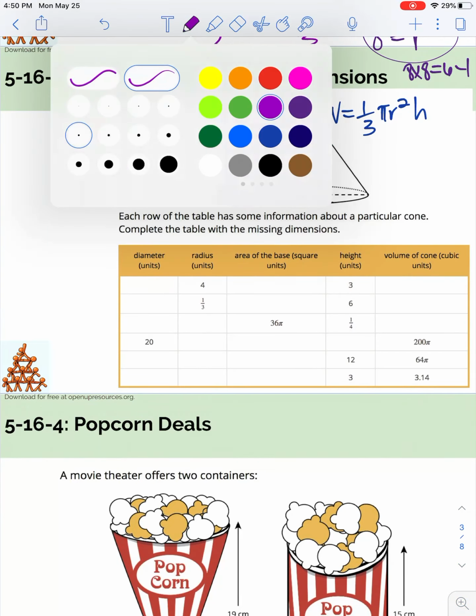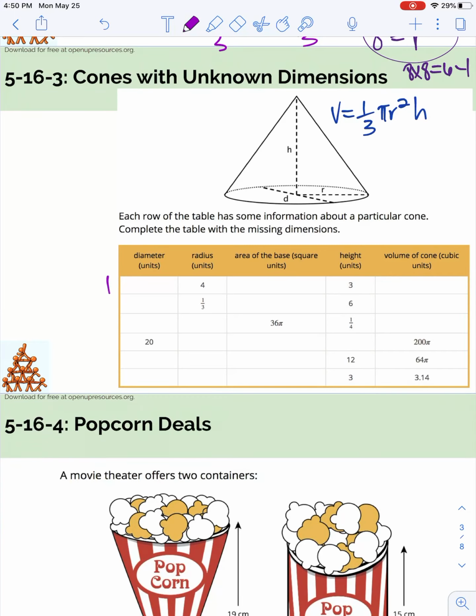So for that one, I'm going to say volume equals 1/3 pi times 4 squared times 3, right? So then 1/3 pi times 16 times 3. 16 times 3 is 48. So then my next step is 1/3 pi times 48. Like that. And then pretty much what that is just 48 divided by 3.